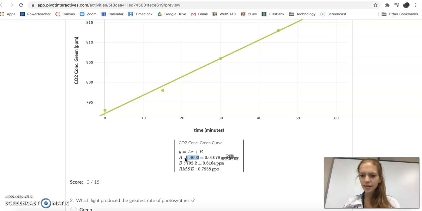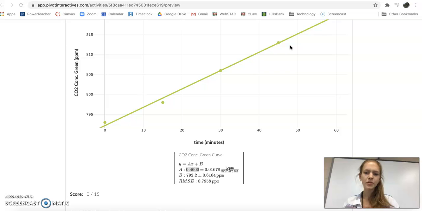So what does that mean? A positive A is going to mean carbon dioxide is increasing. But a negative A is going to mean that carbon dioxide is decreasing. Now we know in photosynthesis, as a recap, that carbon dioxide is being used for photosynthesis. So if photosynthesis is happening, then it should decrease. So something's funky about green light. If carbon dioxide is increasing, how much photosynthesis do you think is happening? Is it any?